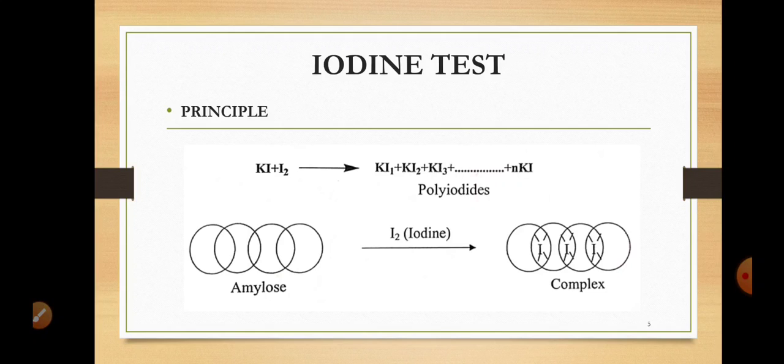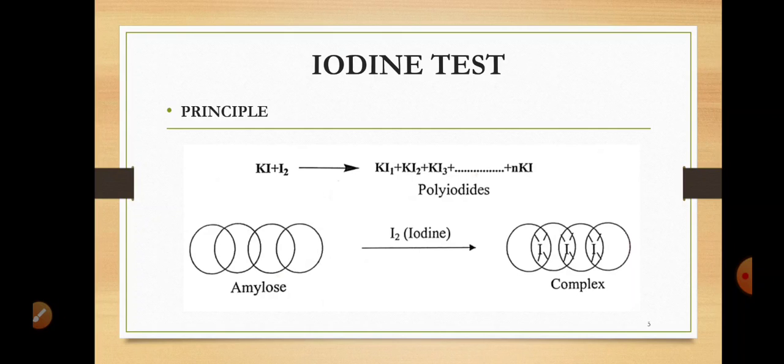Further, on cooling, the original conformation is regained. After heating, the color disappears, but when the test tube is kept aside for cooling, the original conformation is regained. That is, the helical structure is reformed, which in turn traps the iodine, whereby the color is regained.